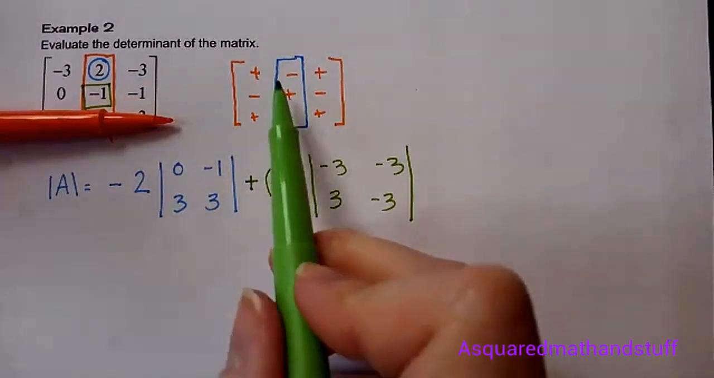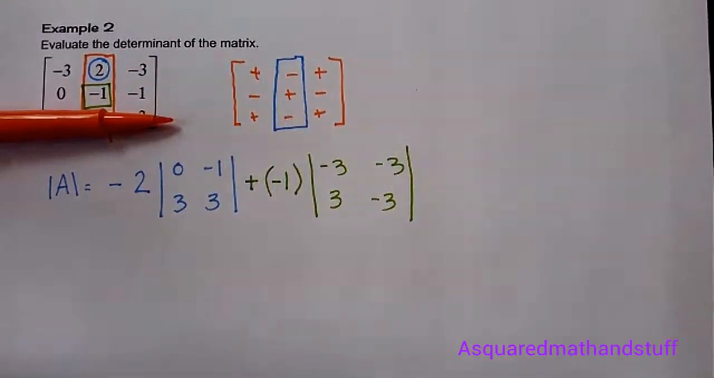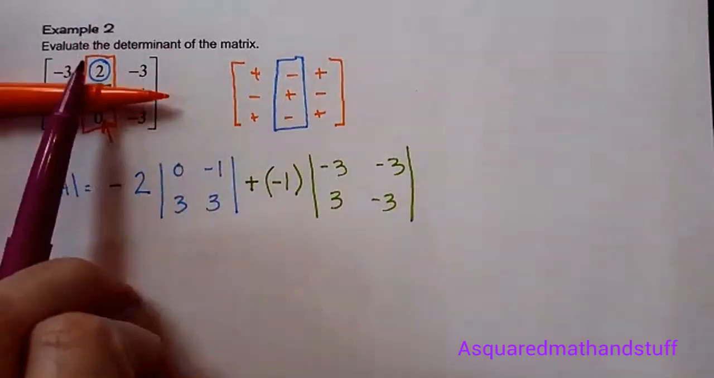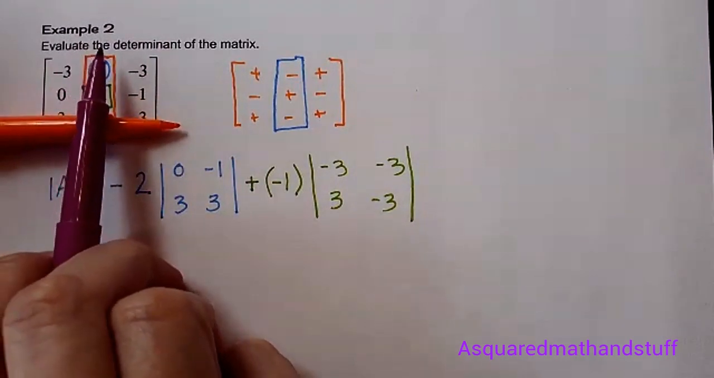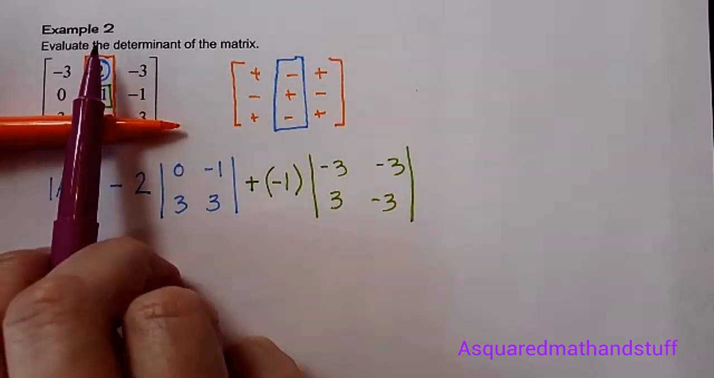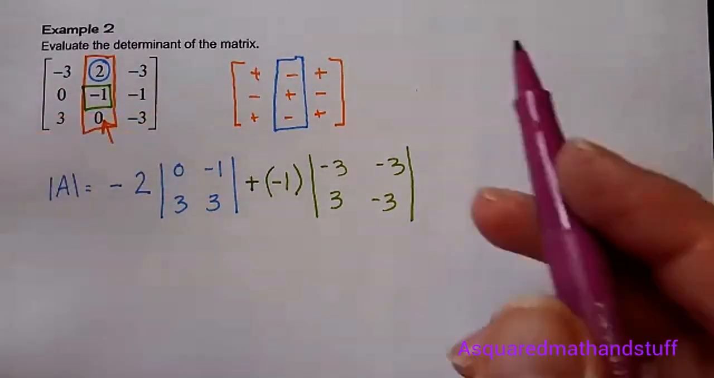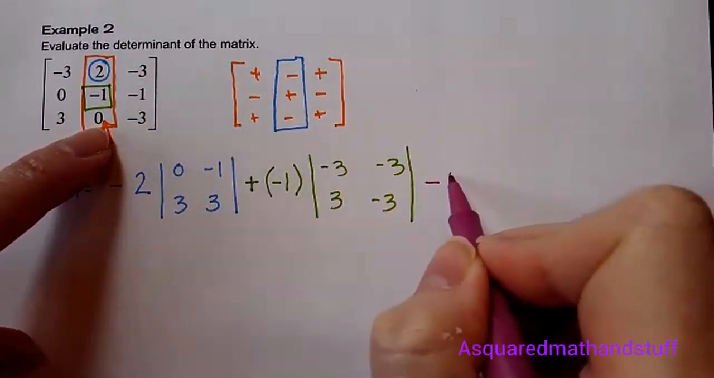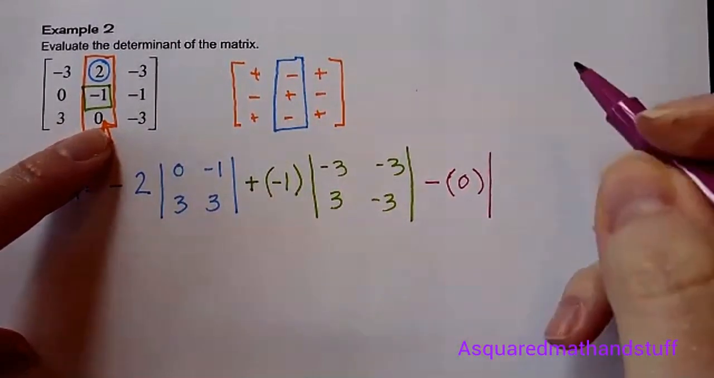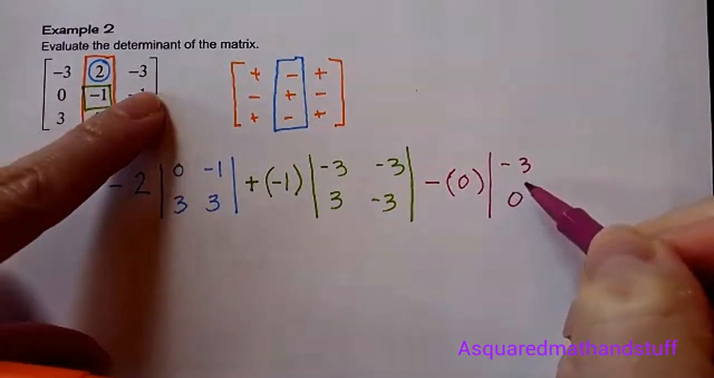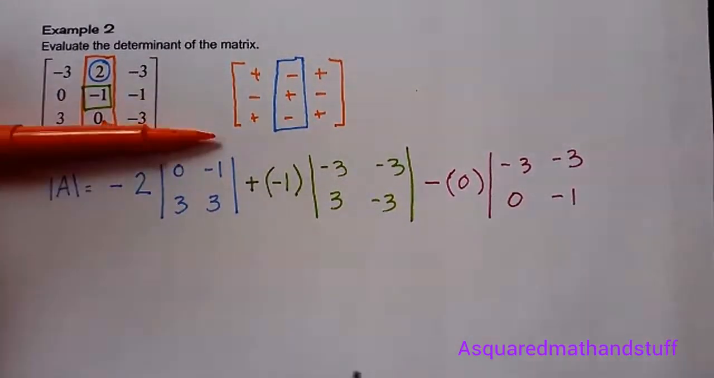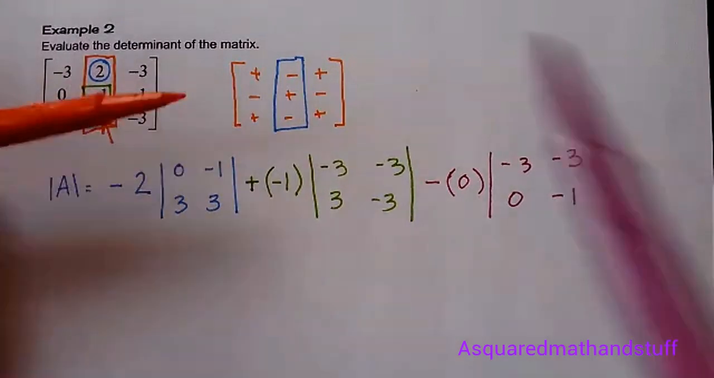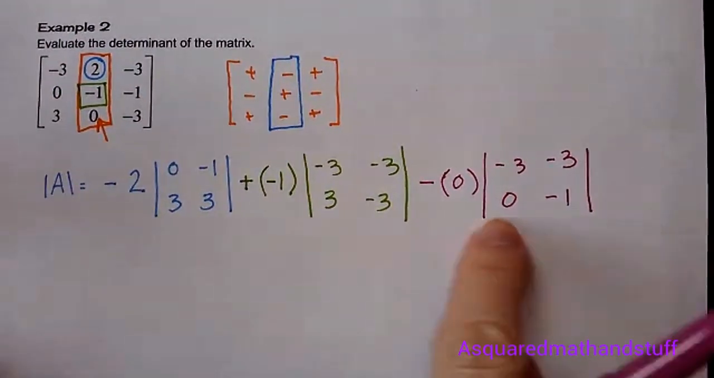So we now have row 3. We are then working with the negative sign. We cover up row 3, column 2. The determinant that we are working with is negative 3, 0, negative 3, negative 1. So put the minus sign. The intersection value is 0. Write the determinant. So that was negative 3, 0, negative 3, and negative 1. Just a double check. Intersection is 0, negative 3, 0, negative 3, negative 1. Okay, so here's everything set up.